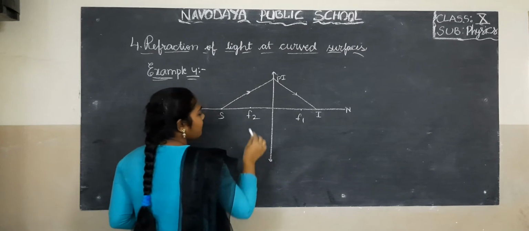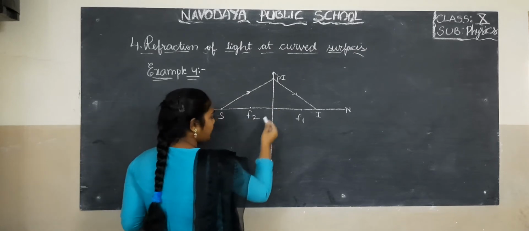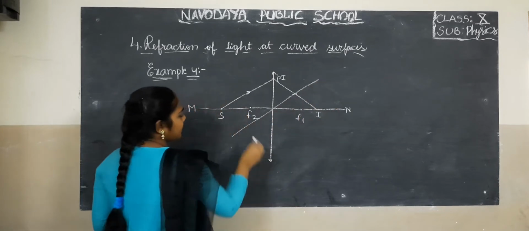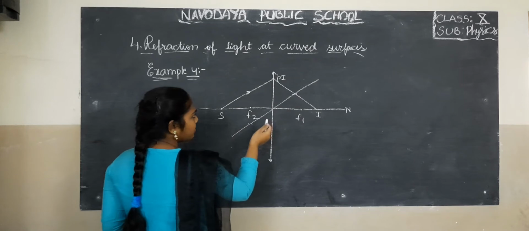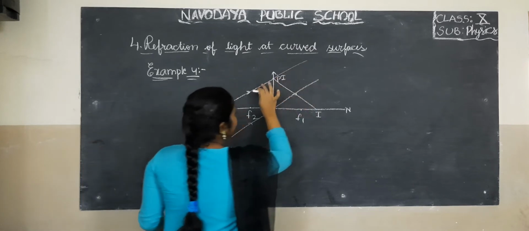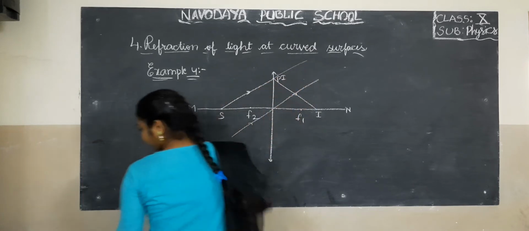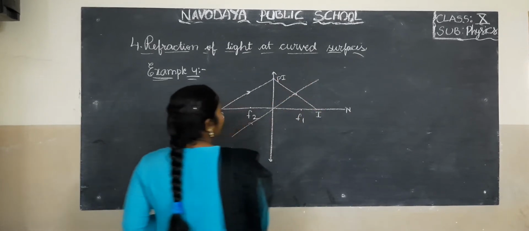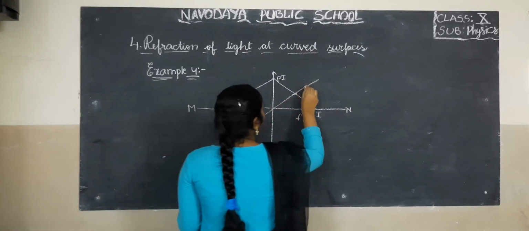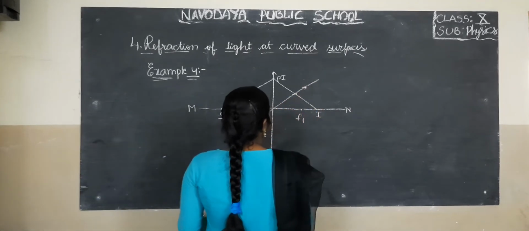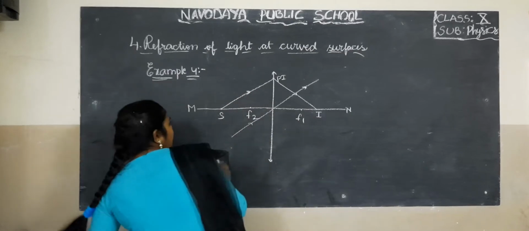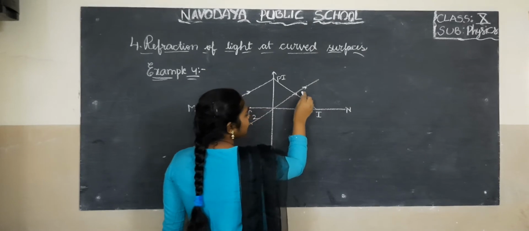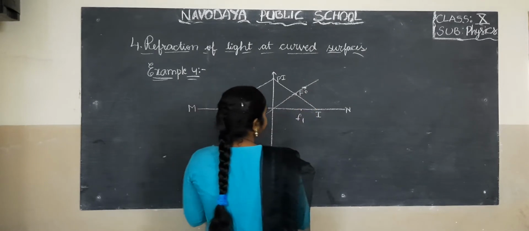And the second ray which is parallel goes through the optic center. The second ray is drawn parallel to the, see friends, the first ray is parallel to the second ray. Here we get these 2 points intersecting at one point. It is denoted by F0.